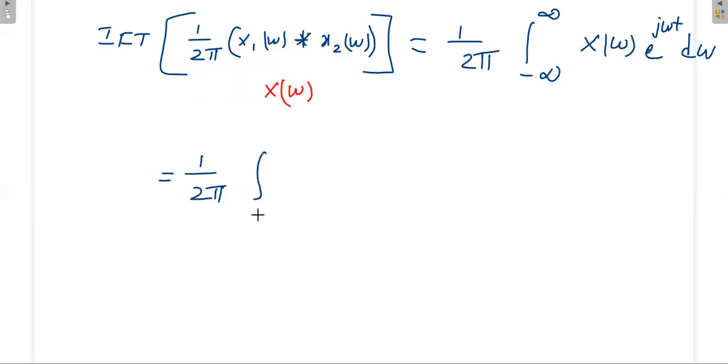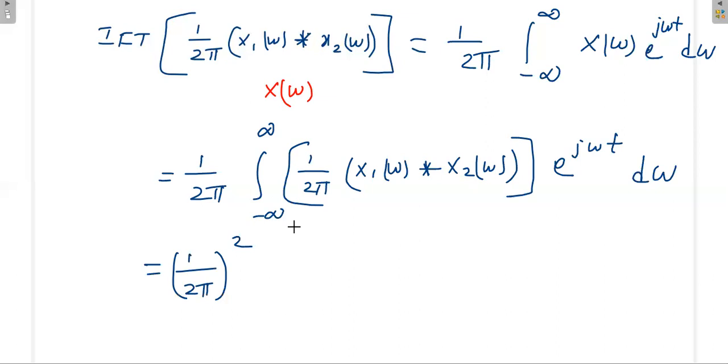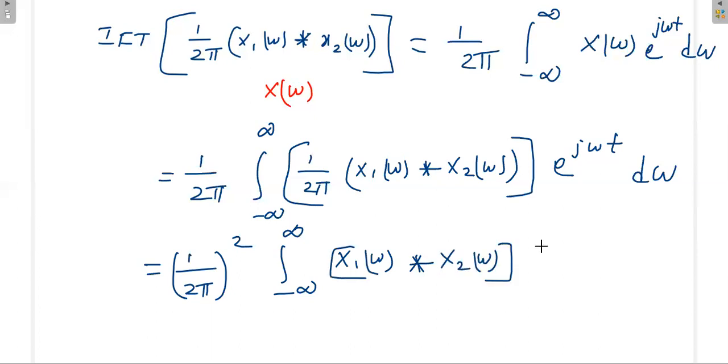So then 1 by 2 pi, again what is X of omega? The entire representation. So minus infinity to plus infinity, 1 by 2 pi X1 of omega convolution with X2 of omega, e power j omega t d omega. This 1 by 2 pi is the constant that we can take out. Okay, 1 by 2 pi whole square, integral minus infinity to plus infinity X1 of omega convolution with X2 of omega e power j omega t d omega.